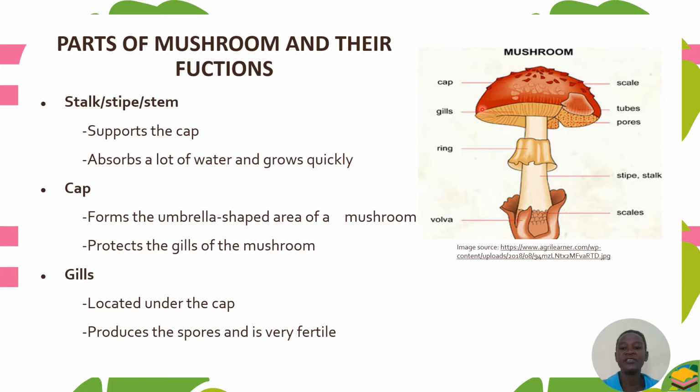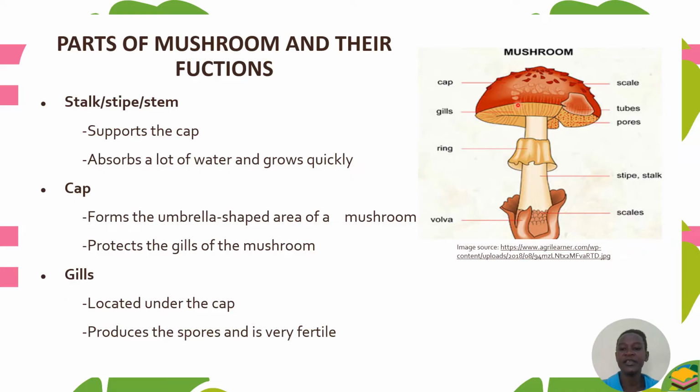Then we have this other part, the cap. This is the cap. So what's the function? A cap forms the umbrella-shaped area of a mushroom, and the main function of the cap is to protect the gills of the mushroom. So the cap protects the gills of the mushroom.